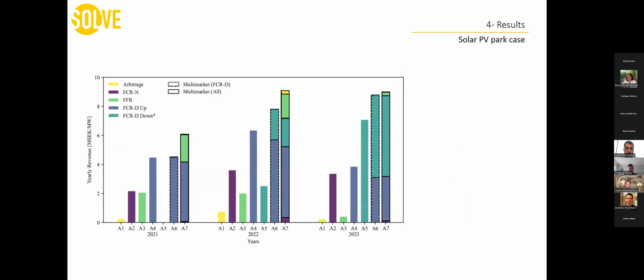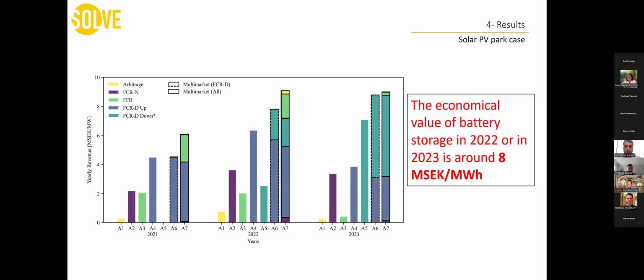So some of the key results we showed in this work: when we have the battery storage, the economic value is high and has increased from 2021 to 2022, and 2023 was also high. On the top left is the legend where we show the different services which I have mentioned. FCRD is for disturbance operation, and FCRN is for normal condition. We see that operation on FCRD has been more beneficial from the optimization model, and the value of the battery storage was around 8 million Swedish crowns per megawatt hour during 2022 and 2023.